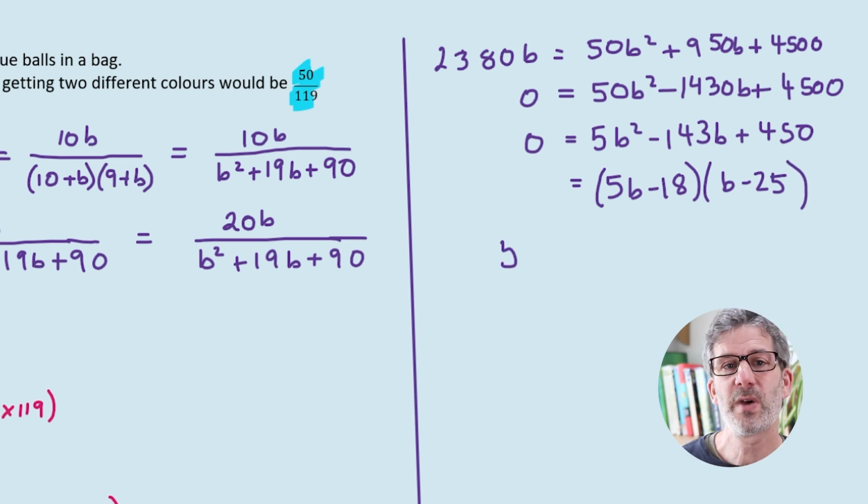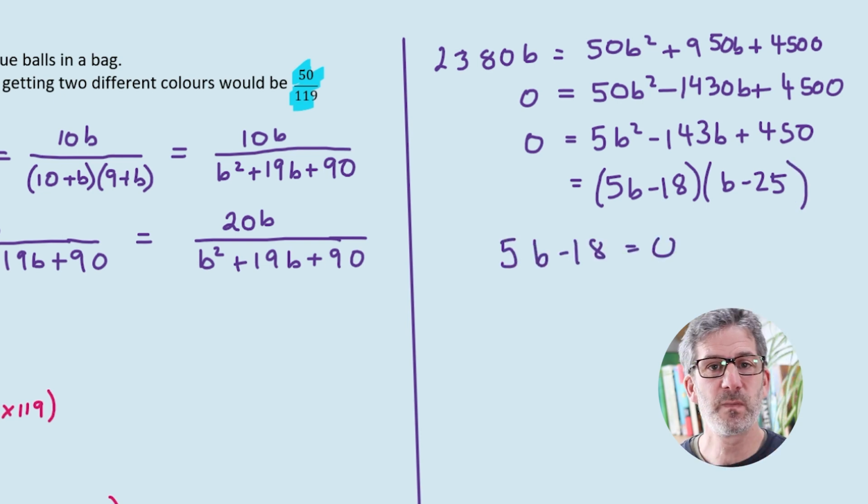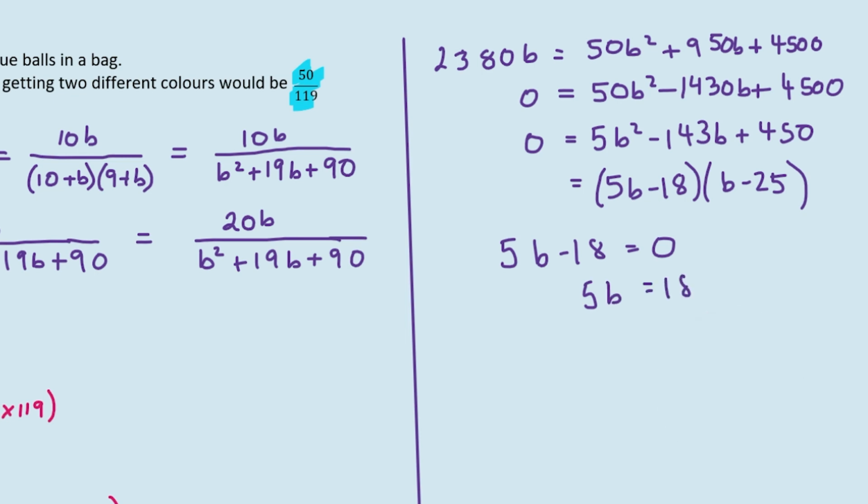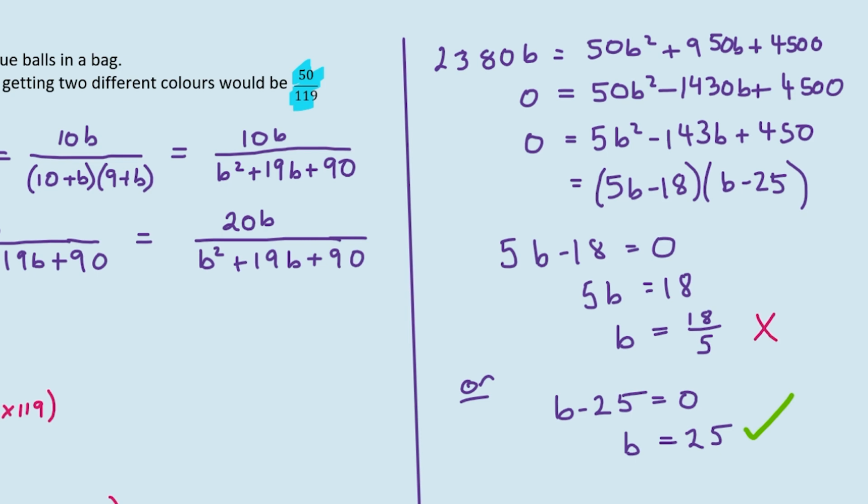So if 5b minus 18 is equal to 0, 5b will be equal to 18 and b will be equal to 18 over 5. Or b minus 25 is equal to 0, in which case b will be equal to 25. b is describing the number of blue balls in this bag, so it must be 25. It can't be 18 over 5 because we can't have a fraction of a ball.